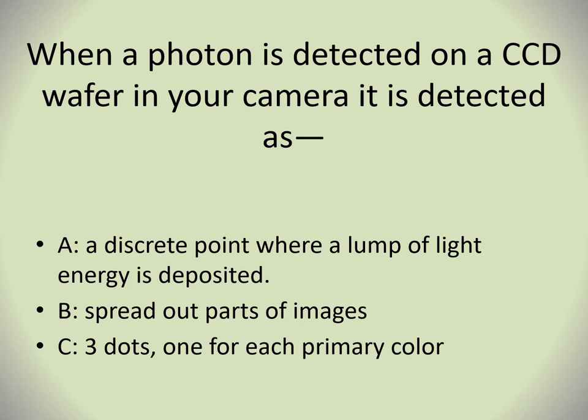When a photon is detected on the charge-coupled device, the CCD on the wafer in your camera, this photon is detected as a what? You read about this. It's a discrete point too. It's a little dot where the lump of light energy was deposited on the CCD. The photon itself is not fuzzy. It's a dot because it's a particle and a wave.